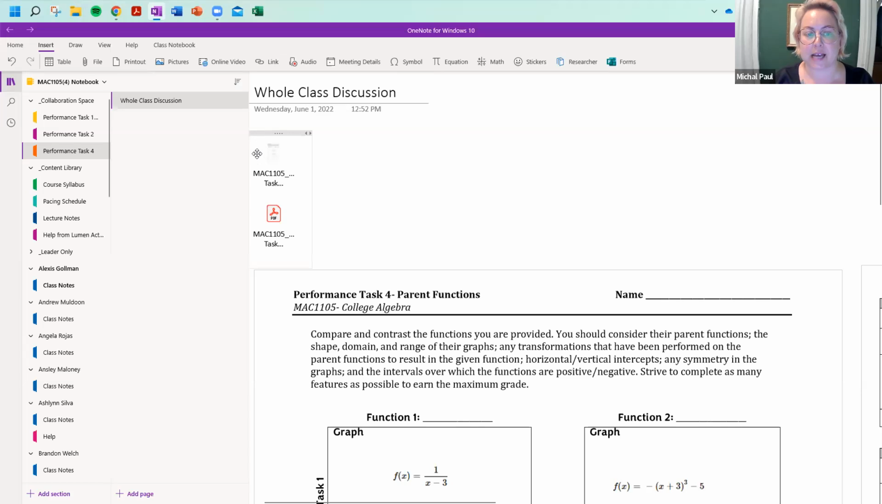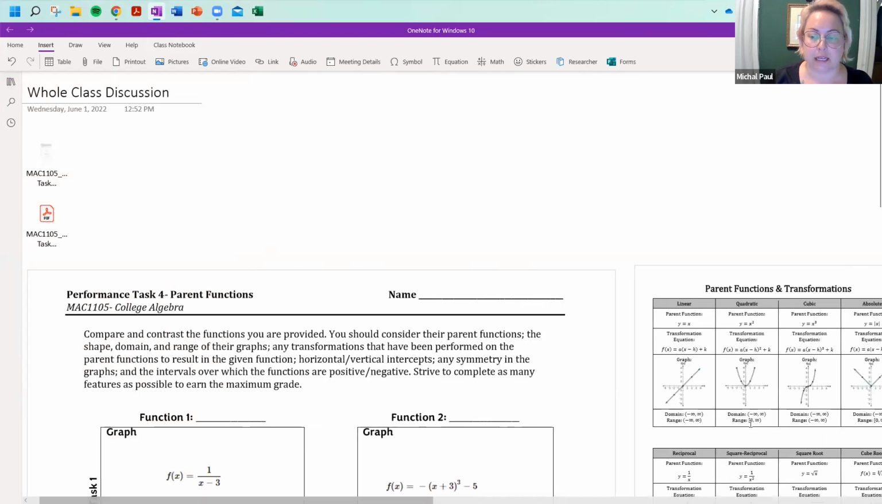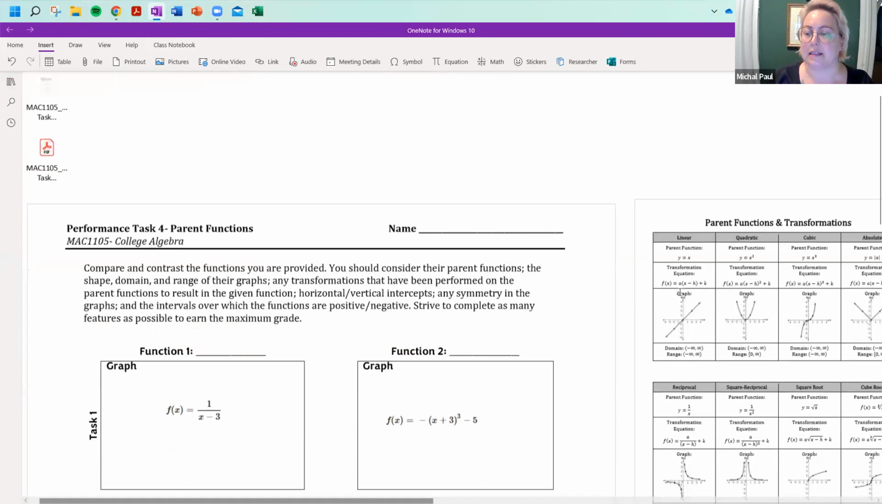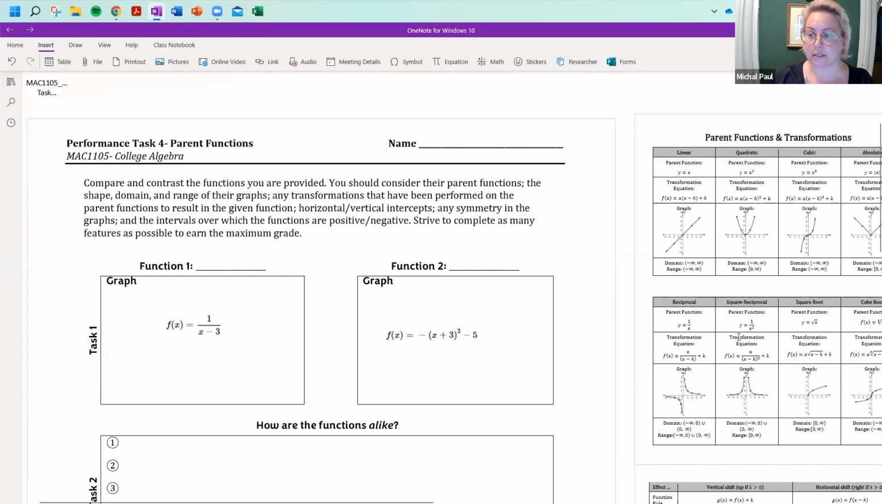If you want a copy of the task, you can click on either of these links and it will save onto your own computer, so you can pull it up and see. And similarly, I sent this handout to you guys yesterday, the parent functions handout. But you could always just copy and paste it into a document and save it from here if you wanted.